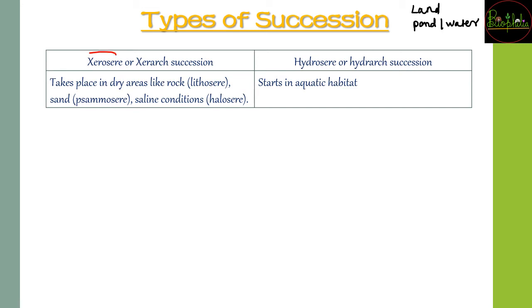The first one is called xerarch succession, jahan pe everything is going to be very dry. For example, rocks. Rocks mein moisture bahut kam hota hai, and these are very dry areas, whereas if you consider the opposite of it, it is going to be the hydrosphere, jahan pe bahut zyada pani hai. It is completely aquatic habitat and there is no soil, no dryness.